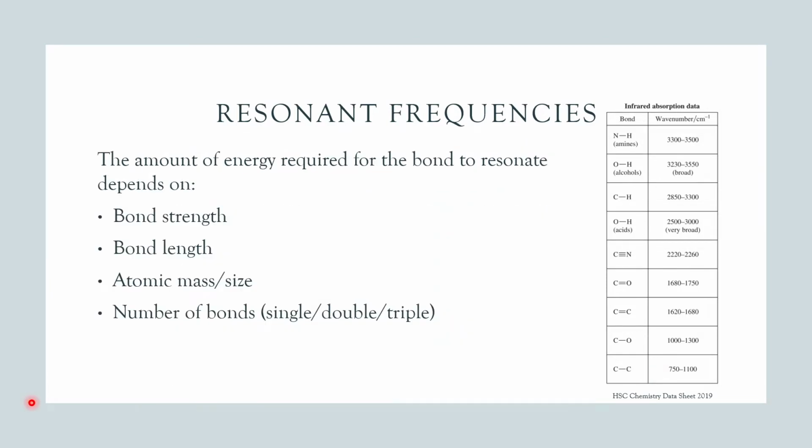And so the amount of energy that we need, or again, the frequency or the wavelength that we need, is going to depend on the strength of the bond, the length of the bond, the atomic mass or size of the atoms in the bond, as well as whether we have single, double, or triple bonds.